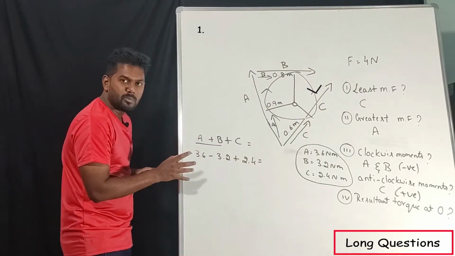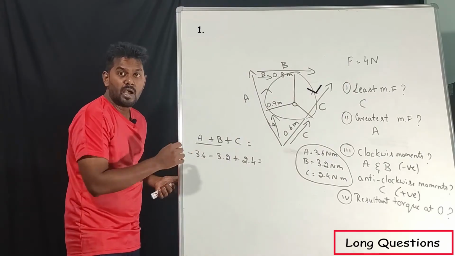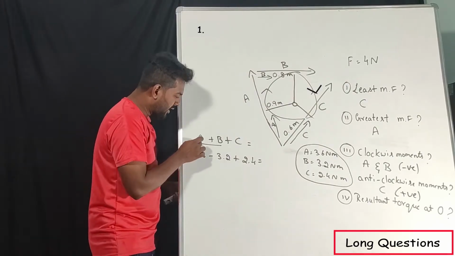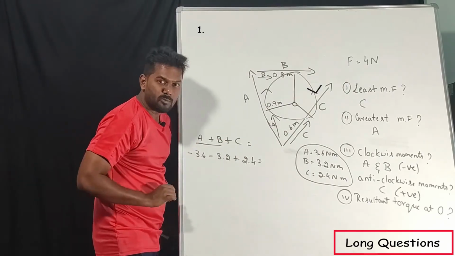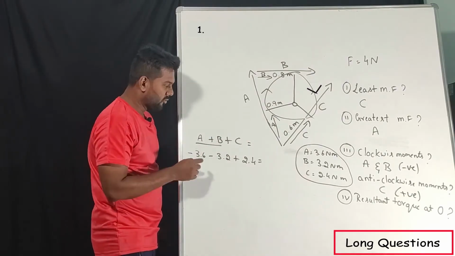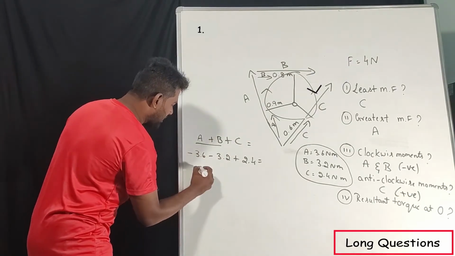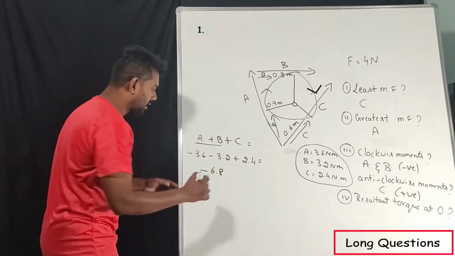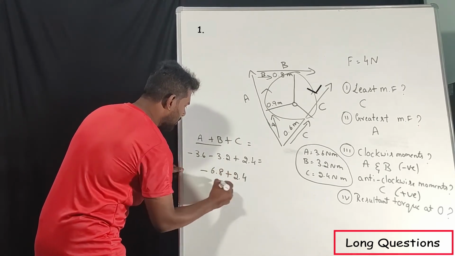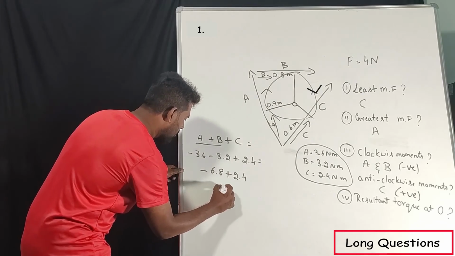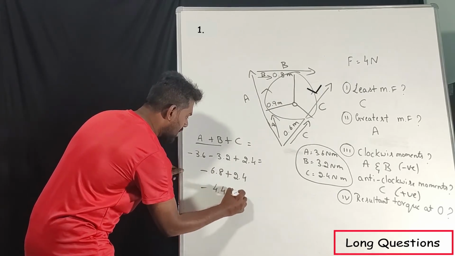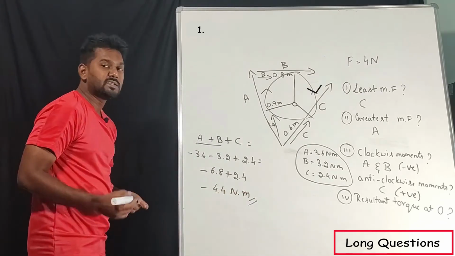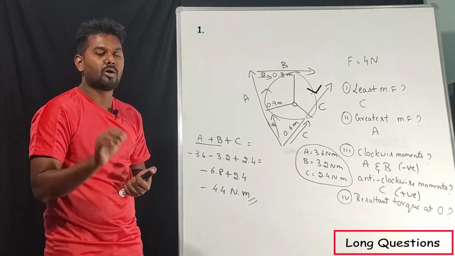Listen, it is very important to know why we are adding negative signs. Listen, A and B are clockwise moments. That is why we have to take it as negative. Minus 3.6 and minus 3.2 is nothing but minus 6.8. Correct? Plus 2.4. That is nothing but minus 4.4. See, minus 4.4 is the resultant torque at O.